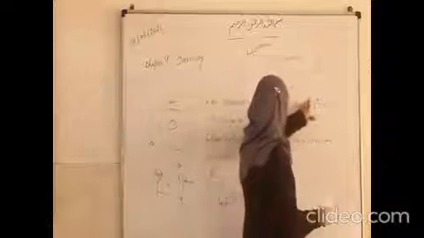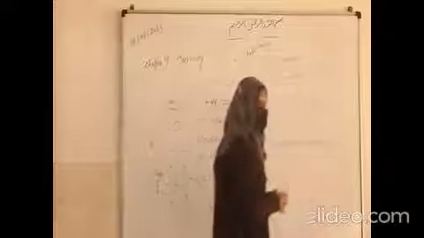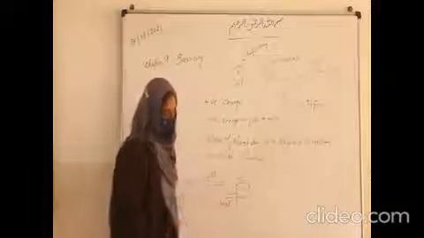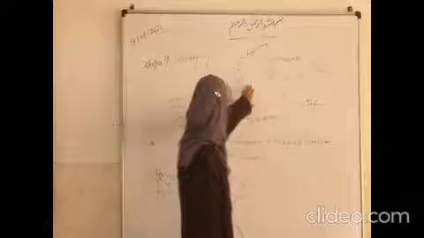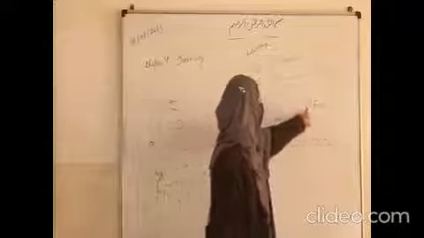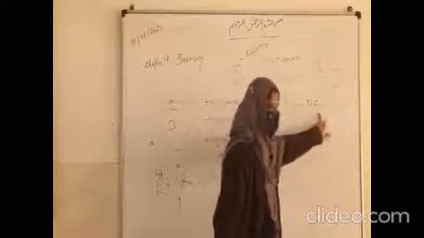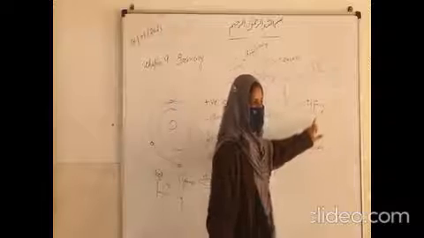Bigger one is what? Positive. Fine. So I told you how the electric current will flow. Electric current will flow from higher potential to lower potential. This is how it's going. Suppose it should be plus and it should be negative. Okay, higher potential to lower potential.